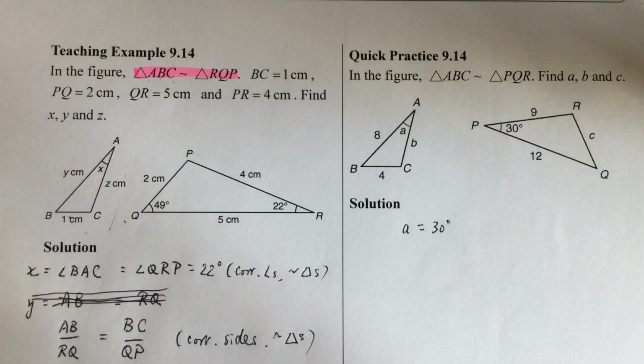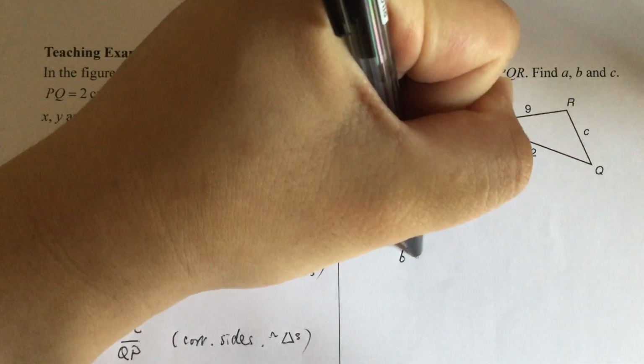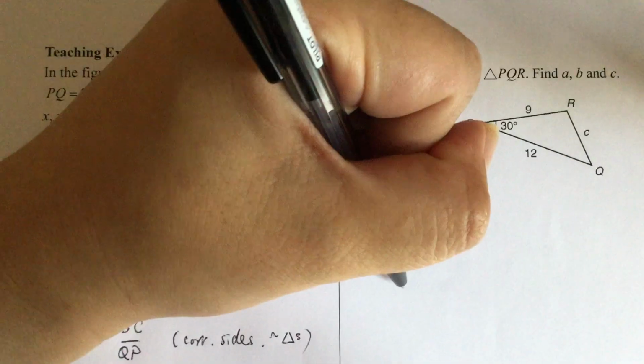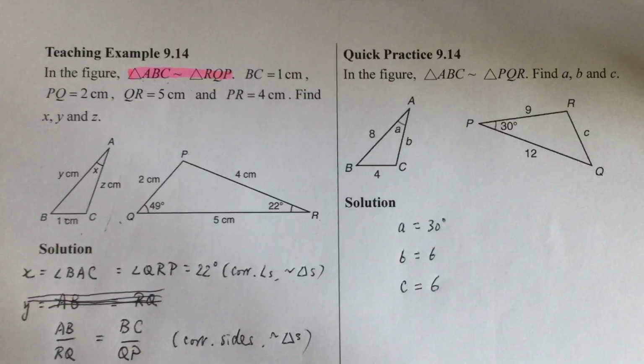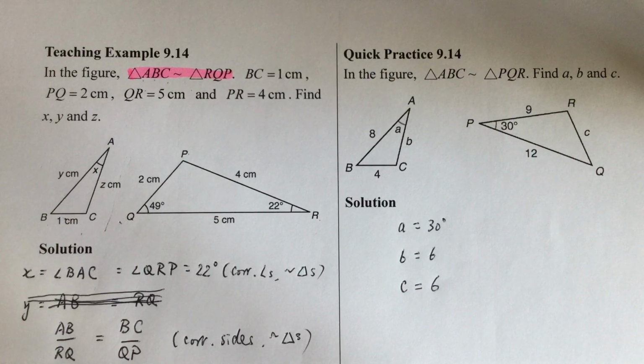For B, you will see this is AC. That is, you are going to find out the relationship between PR also. So I think this time B is 6. And C, I think that once again is 6, because 4 to 6 is 2 to 3, 6 to 9 is 2 to 3, and 8 to 12 is also 2 to 3.